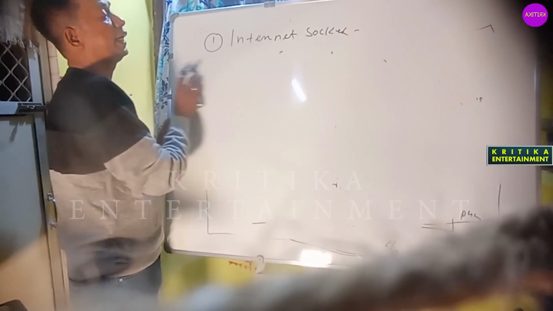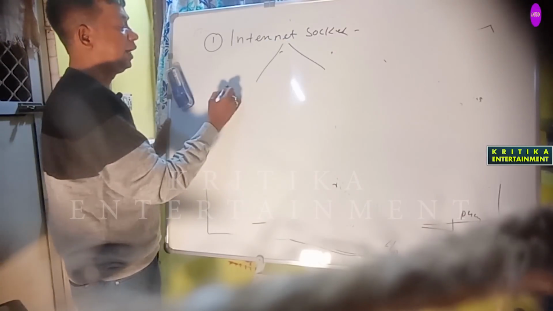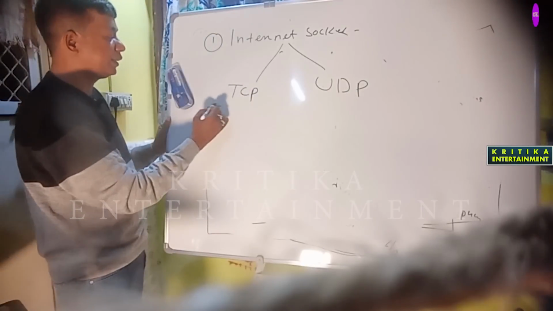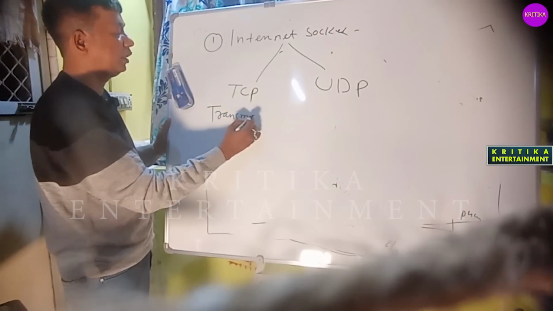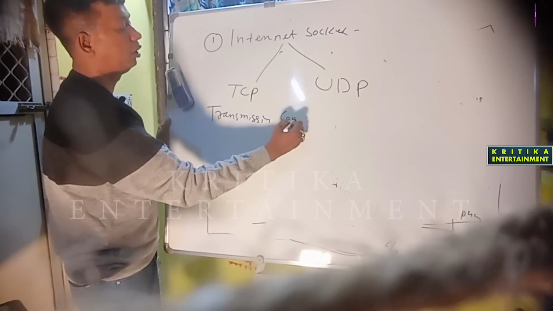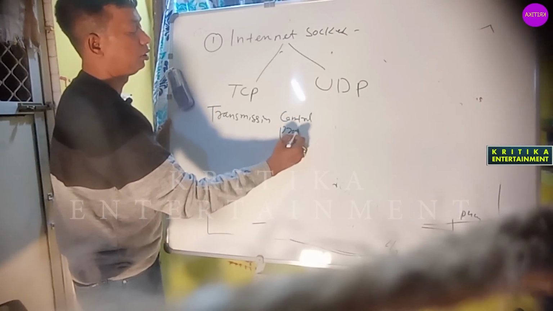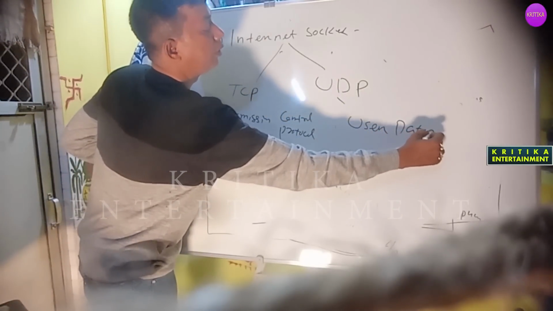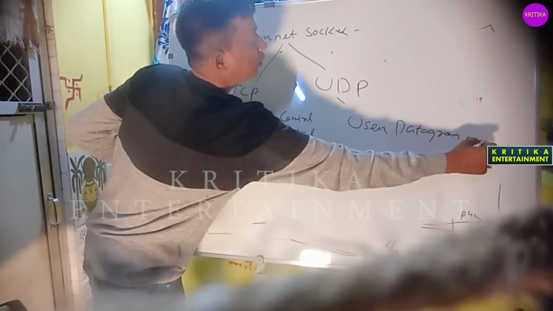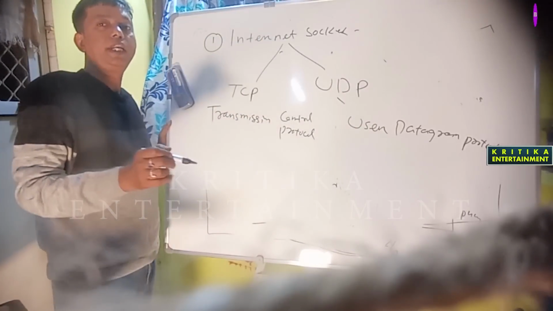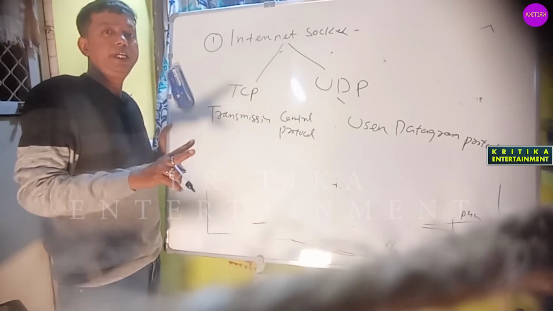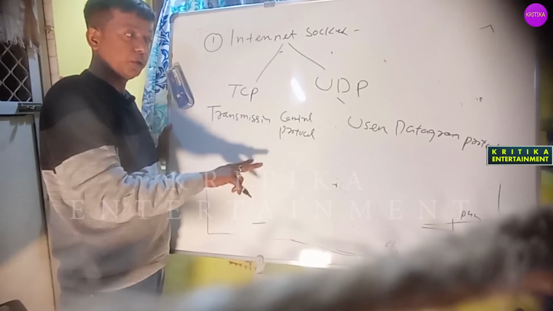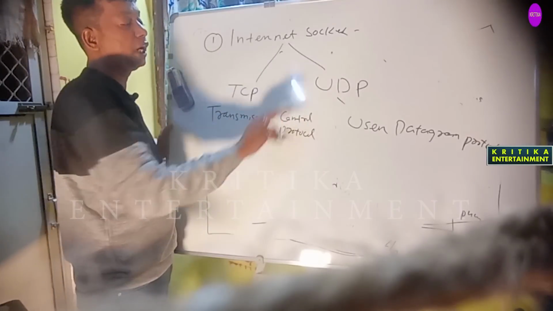Internet sockets are again divided into two types: TCP and UDP. TCP stands for Transmission Control Protocol. UDP stands for User Datagram Protocol. So internet sockets are of two types: first is TCP, second is UDP.